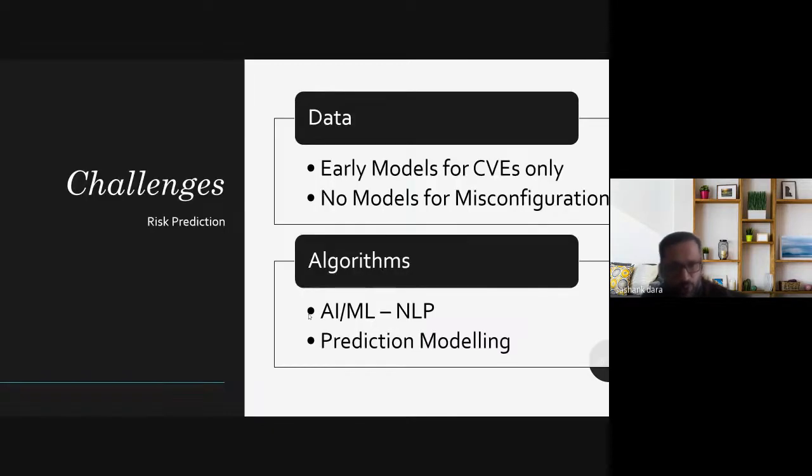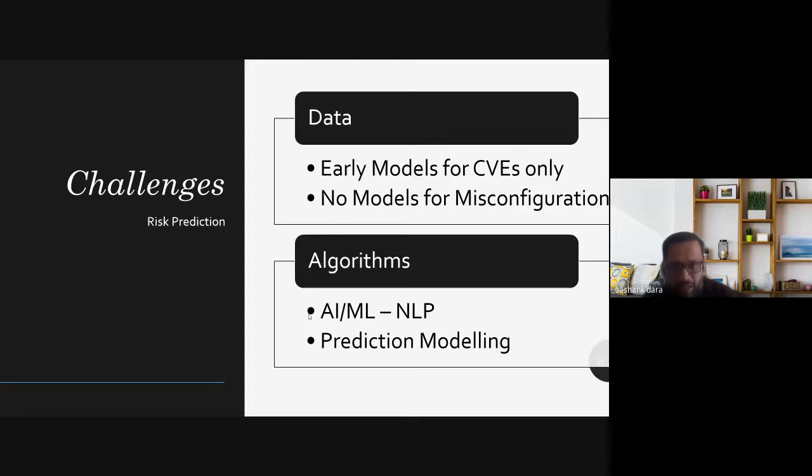Okay, so what are the challenges again? Of course, in all of these problems that I'm discussing, there are numerous challenges as well, some of which I'll be explicitly covering. So these models are all for CVEs, where the vulnerabilities are well defined. The CVE ID is there, the CVSS vector is there, there's a lot of literature and things like that, but there are not many models for misconfigurations, right?